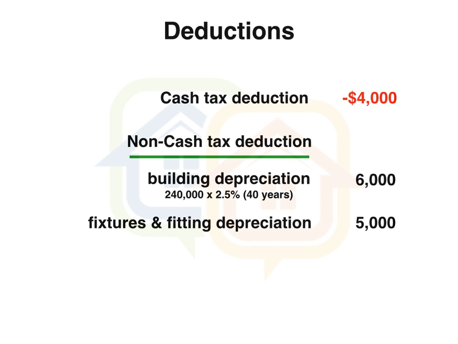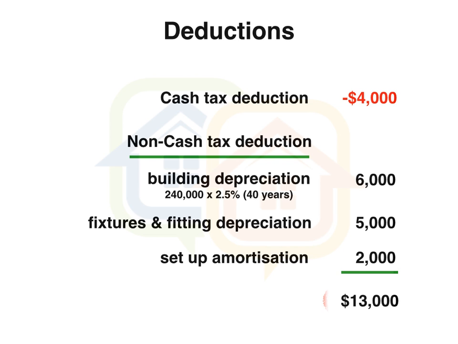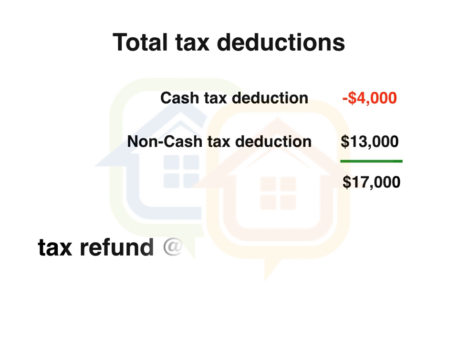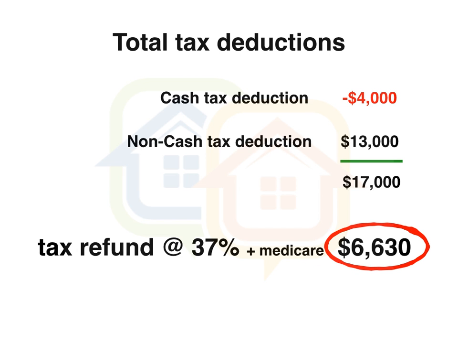Fixtures and fittings, typically we see around $5,000 a year, and the amortization and setup. There's a few bits and pieces that someone will go through with you in greater detail, but basically around $13,000 are your non-cash tax deductions, typically for a property of this size and nature. Okay, so the combination of the cash tax deductions and the non-cash tax deductions, $17,000 in this example.